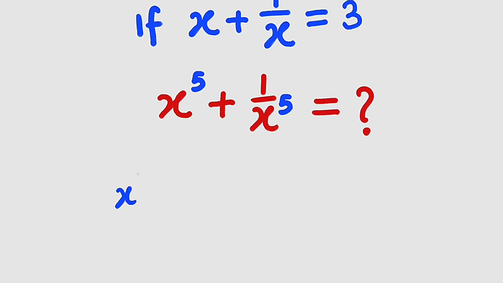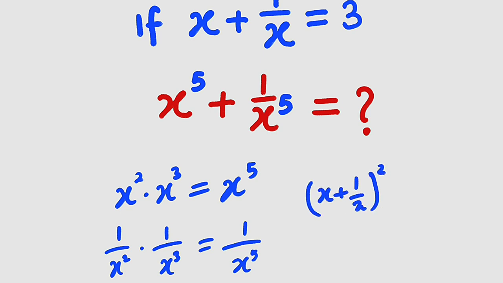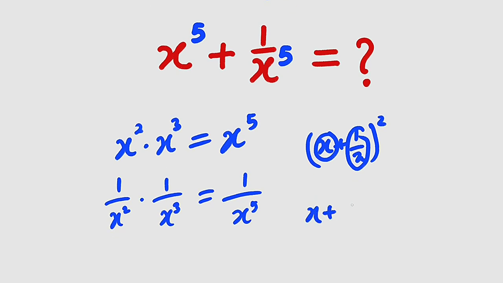I know that if I take x to the power of 2 and I multiply by x to the power of 3, this will give us x to the power of 5 according to one of the laws of indices. Likewise, if I have 1 divided by x squared and I multiply by 1 divided by x to the power of 3, this will give me 1 divided by x to the power of 5. Therefore, if I square x plus 1 divided by x, I'm going to obtain a term in terms of x to the power of 2 as well as 1 divided by x to the power of 2. The same thing for x plus 1 divided by x to the third power. I must get a term that has a power of 3.